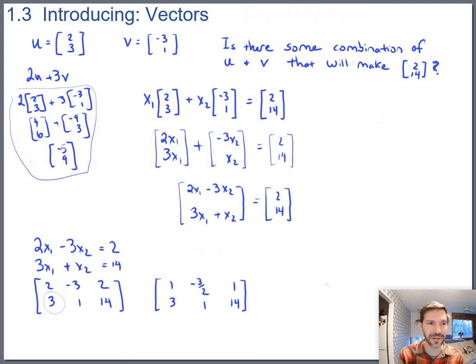So that was 1/2 of row 1 becomes the new row 1. And now I'm going to say -3 of row 1 added to row 2. So -3 of row 1 added to row 2 will become the new row 2.